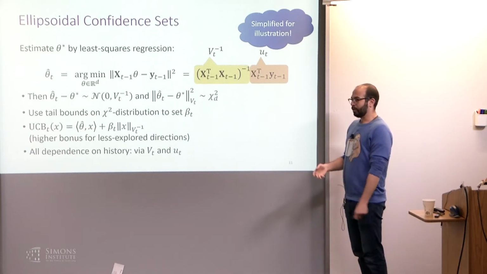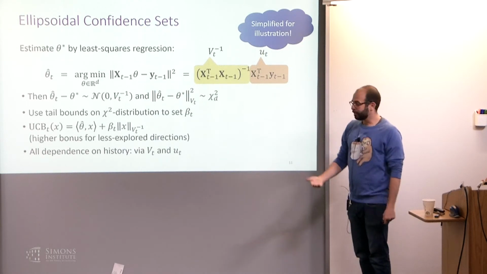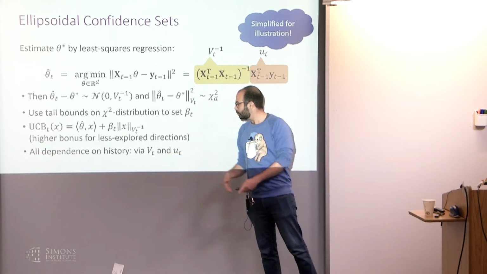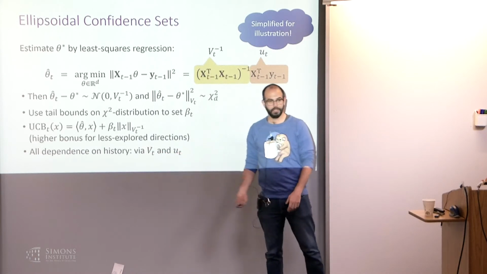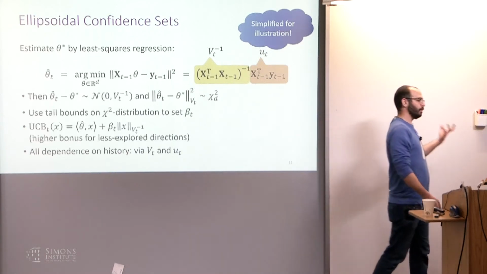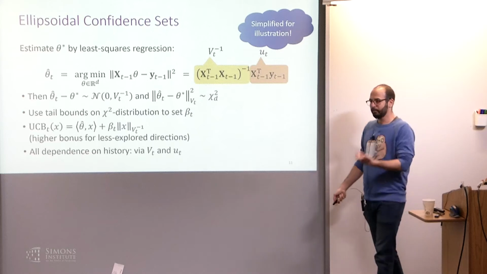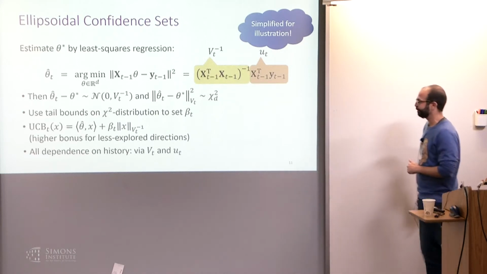The key point that I want to make, which will be relevant for the rest of the talk, is that when making this decision, all of the history depends solely on this VT, the second moment matrix of the arms that I pulled up to today, and UT, the projected reward up to today.